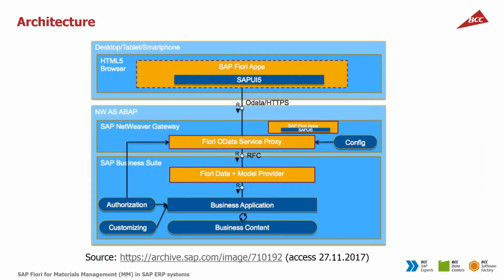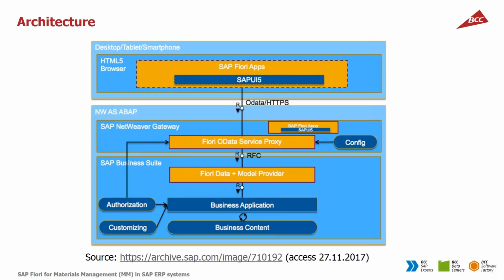Finally, in this picture you can see a basic architecture of SAP Fiori. At the top, as you can see, there is a desktop, tablet, or smartphone, so a device. A device runs an HTML5 enabled browser. This browser loads SAPUI5 components from the NetWeaver Application Server ABAP instance.